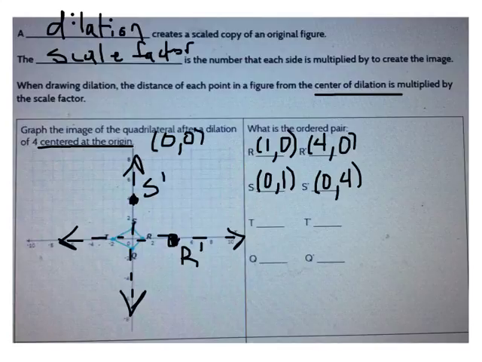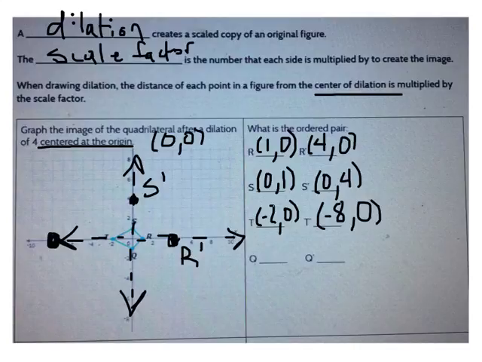Now let's do T. T is located at -2, 0. T prime will be located 4 times as far away from the origin. What's 4 times -2? It's -8. 4 times 0 is 0. So T prime will be located at -8, 0.